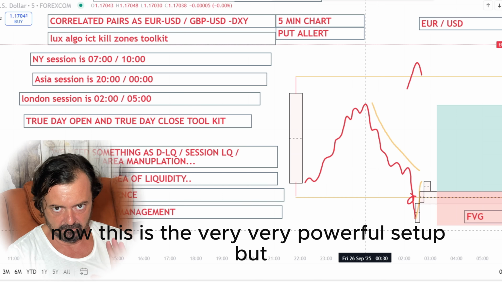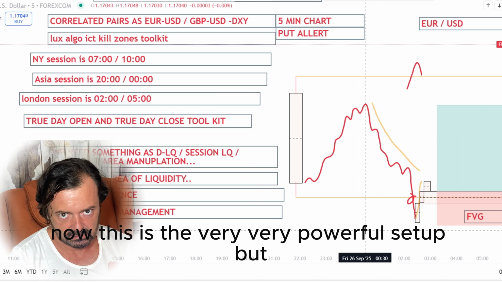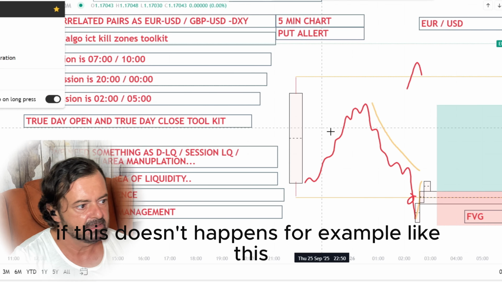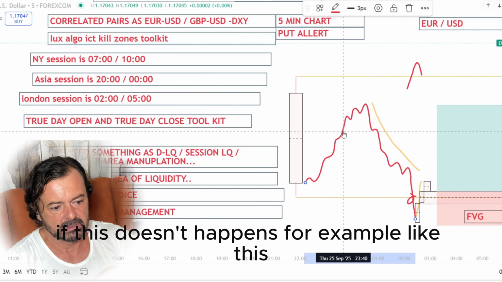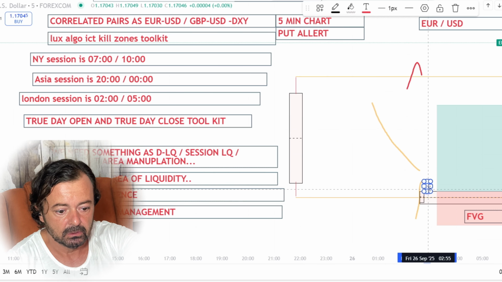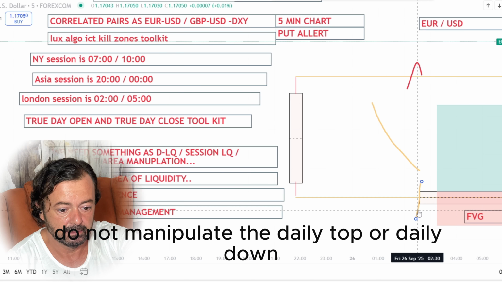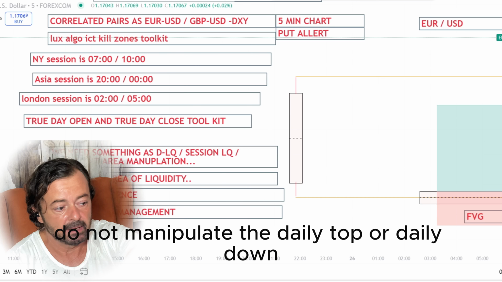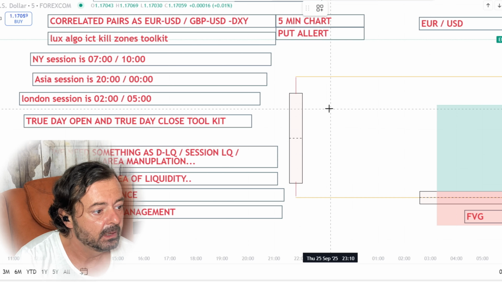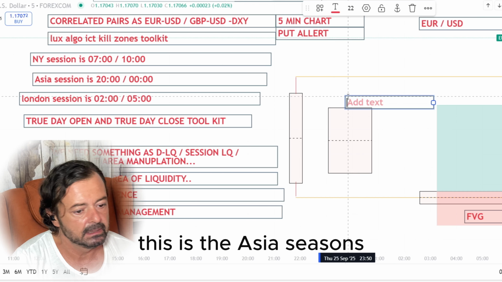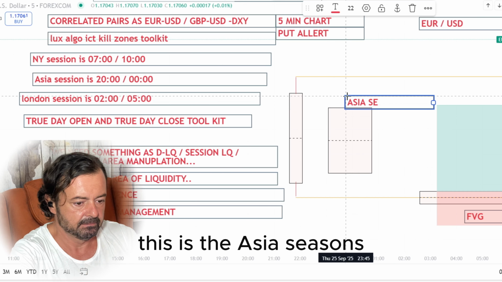Now, this is a very powerful setup, but if this doesn't happen, for example like this, sometimes price does not manipulate the daily top or daily low. Sometimes price manipulates the sessions. For example, this is the Asia session.